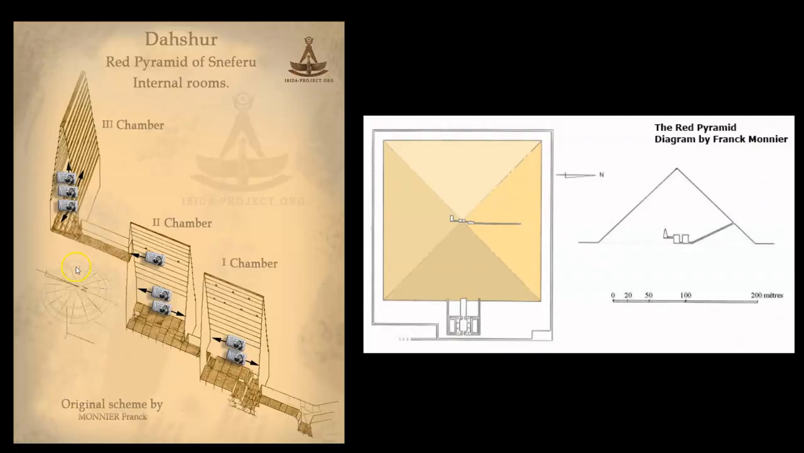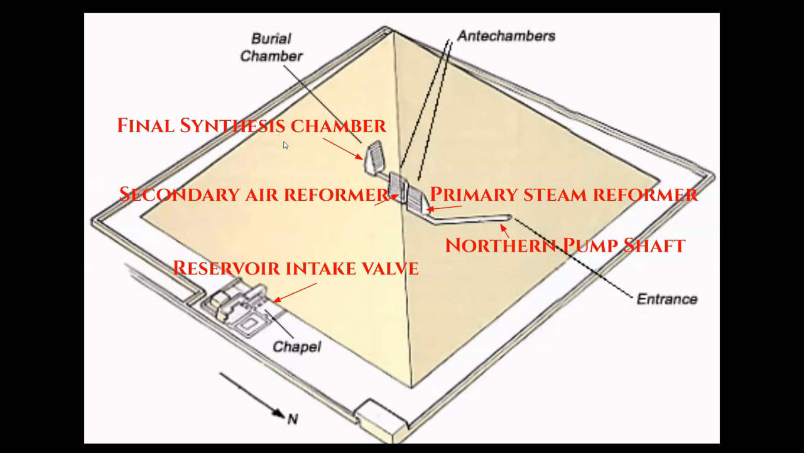And these, ladies and gentlemen, are just a couple of diagrams that show the internal components of the Red Pyramid. I hope that by now all of you are very familiar with the configuration of this structure. But for any of you that are not, these are the internal components and the description of those components that are inside of the Red Pyramid. So let's start here with the reservoir intake valve on the eastern side of the structure. This valve was utilized to move water from the reservoir into the internal reaction chambers of the Red Pyramid.